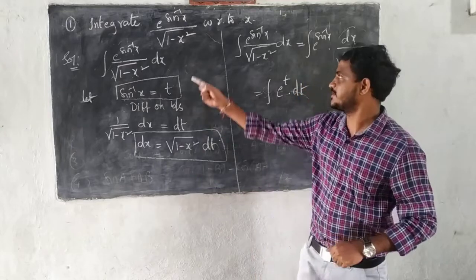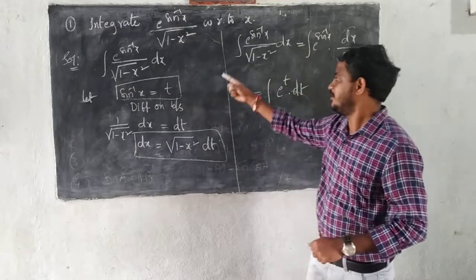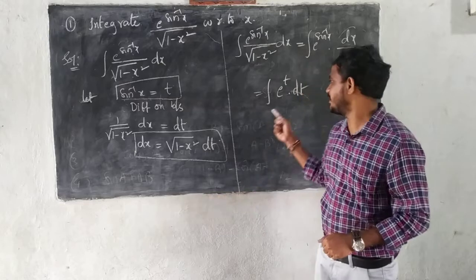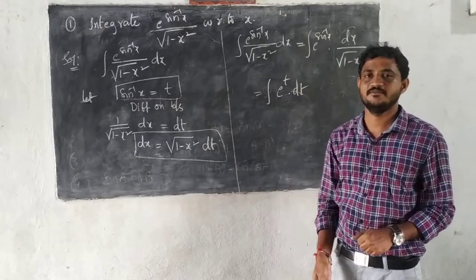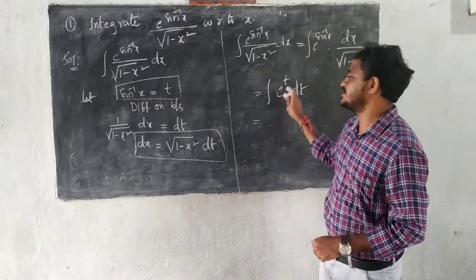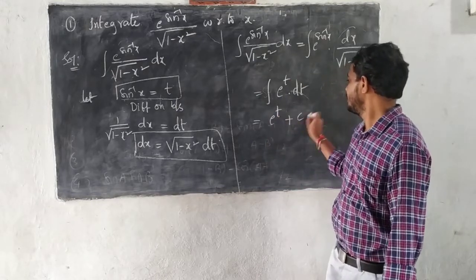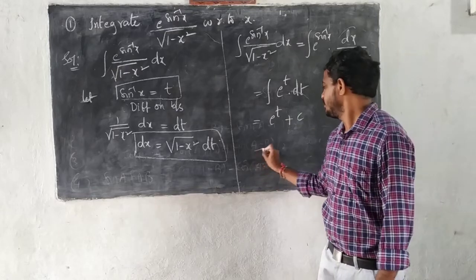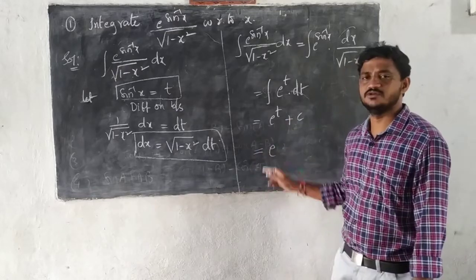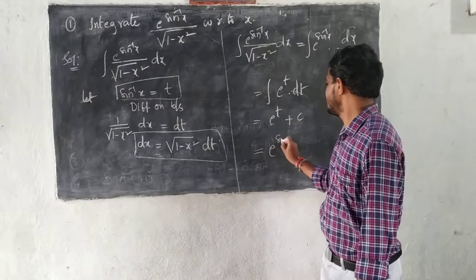Right? So the given function is not in standard form, but by using the substitution method, we have converted it into standard form. Integration e power of t into dt is what? E power of t only, plus integral constant c. After integrating, we have to substitute the t value. So what is the t value here?